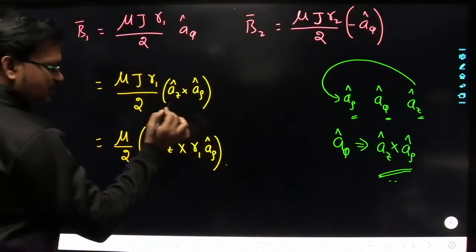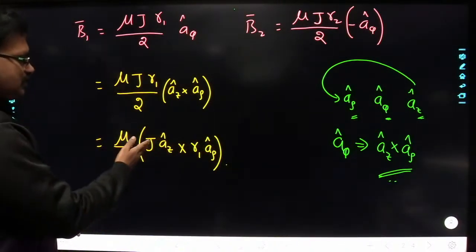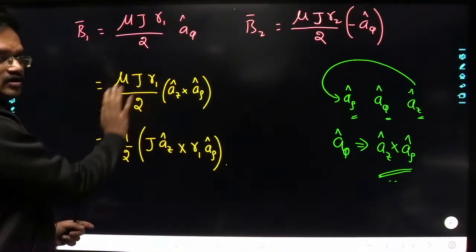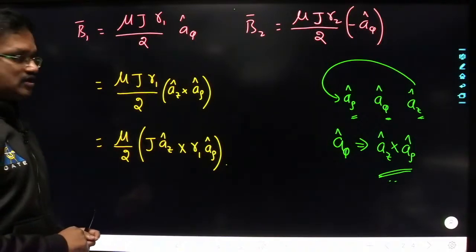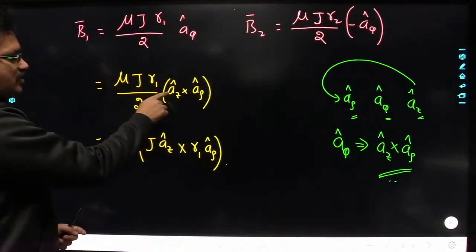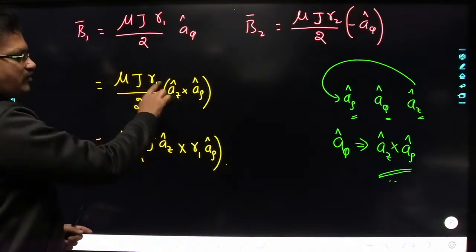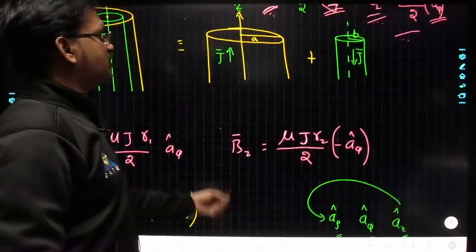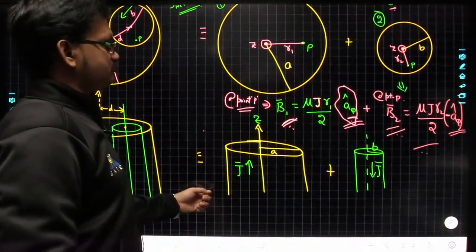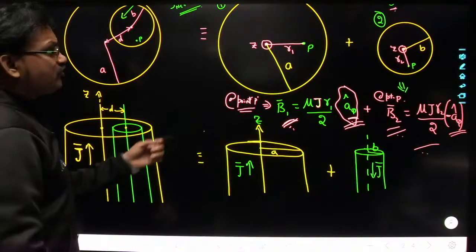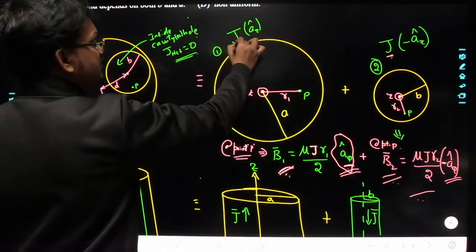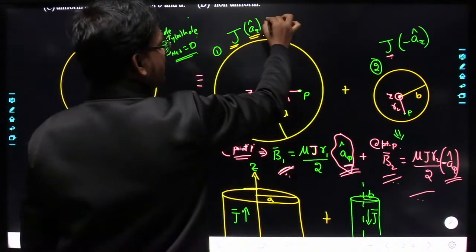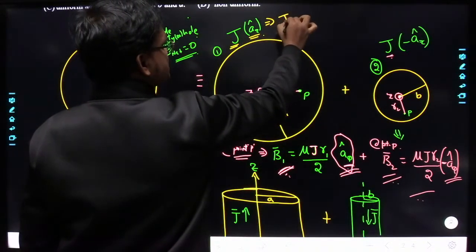Can I write in this manner? Now you can take J outside, R1 outside, and you are going to get the same expression. What I have done is just multiplied J with AZ cap, and R1 with aero cap. Now if you observe here, the current density J is pointing in the AZ cap direction. So J into AZ cap, I can write simply as J bar.